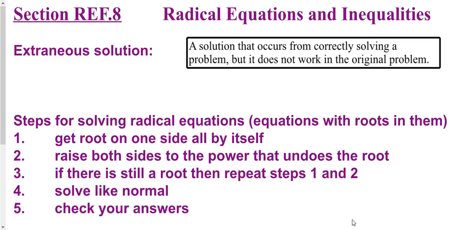For the most part, when we're trying to solve radical equations, we want to get the root by itself first. Then we need to undo the root because there are variables inside of the root. And then we're going to just solve it like normal.